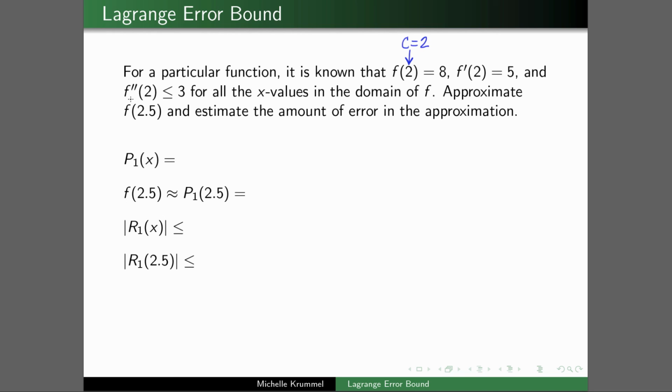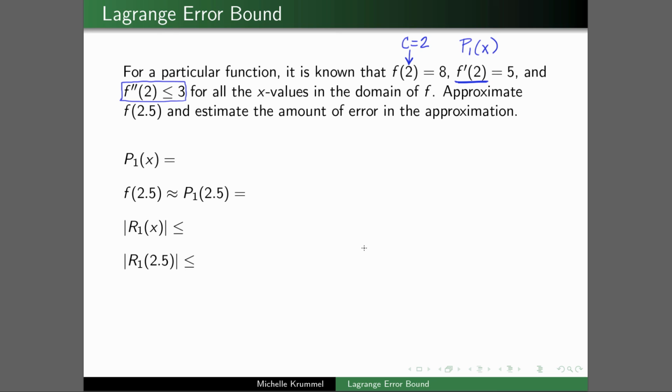And because we don't have the exact value of the second derivative, we only have exact values up to the first derivative, we're going to use a degree 1 Taylor polynomial. So we're going to find P1 of x.